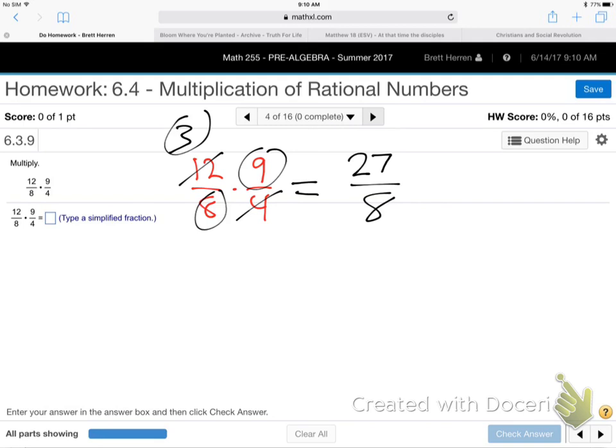Is that making sense? Cross-cancel, multiply the leftovers. I'll keep moving. If you're okay, stop me if you want me to slow down. They're being a little tricky.